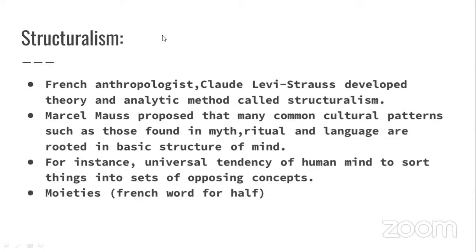So basically, it's a concept that existed in many societies. And this is probably one of the examples of structuralism. And how particular myths, ritual, and language are basically rooted in the basic structure of mind, and how it is the universal tendency of the human mind, basically, which drives the human tendency, which tells us that there is a need for a particular ritual or myth or language. Okay. Now we move forward.